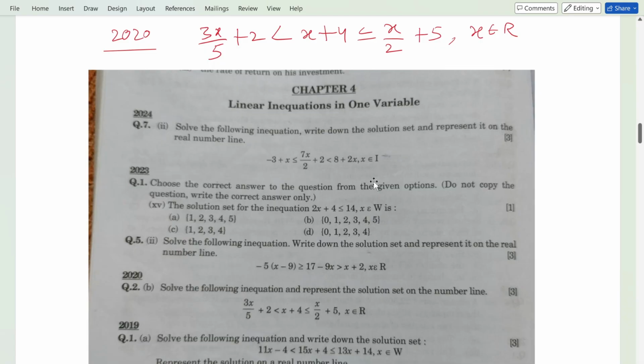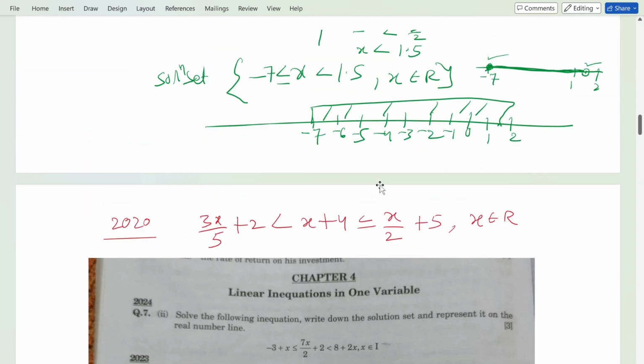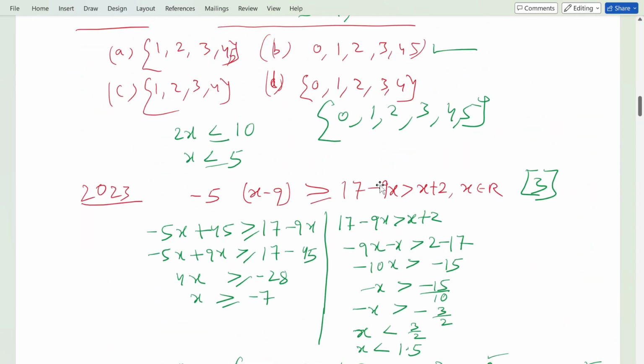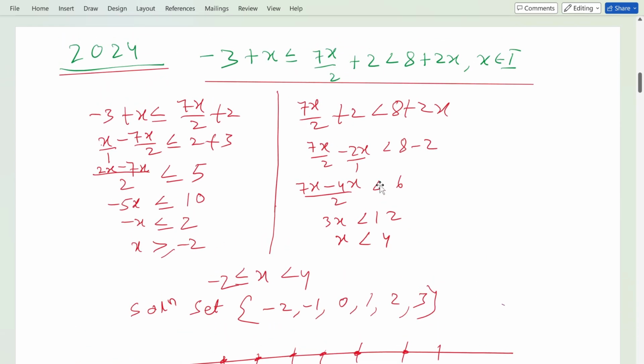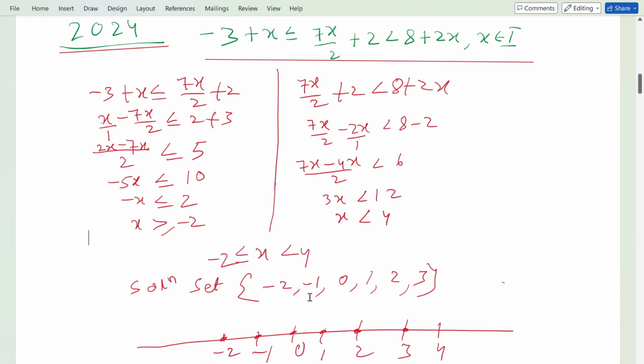These are the questions from 2024 to 2019. Let us solve this one. For the video, write your answer. Now, let us see the 2024 answer. The solution set is minus 2 to 3 and the number line is this one. This is an integer, so the number line is bold. This is a digit, or bold.